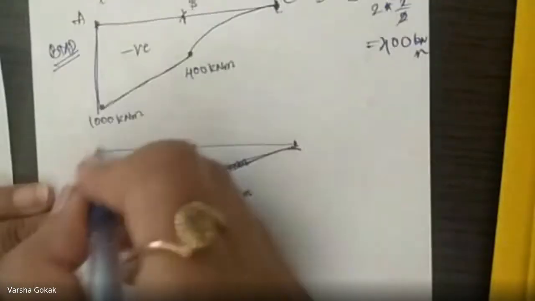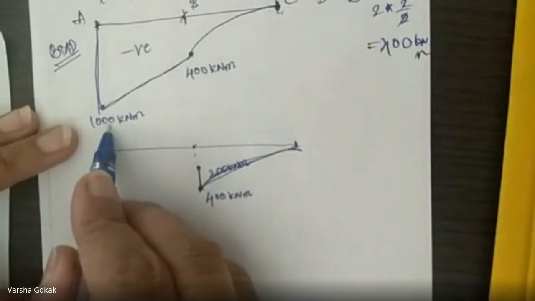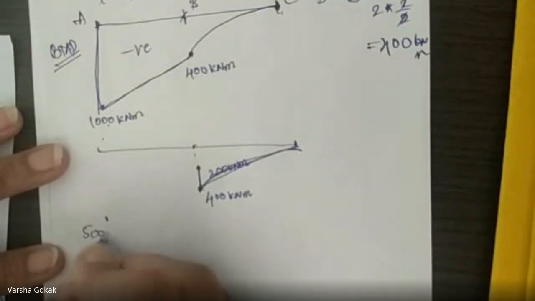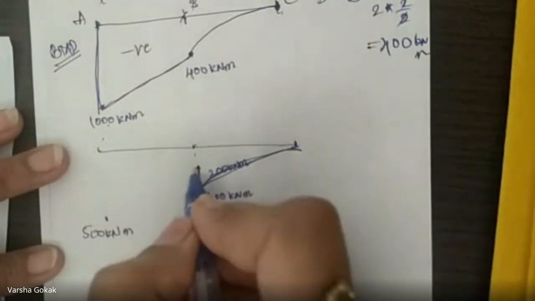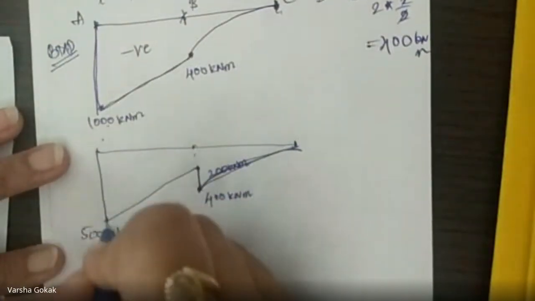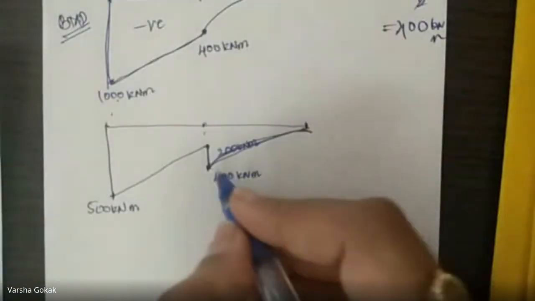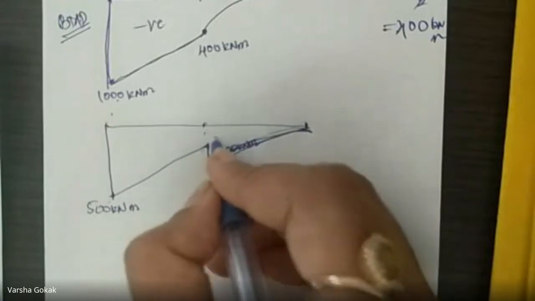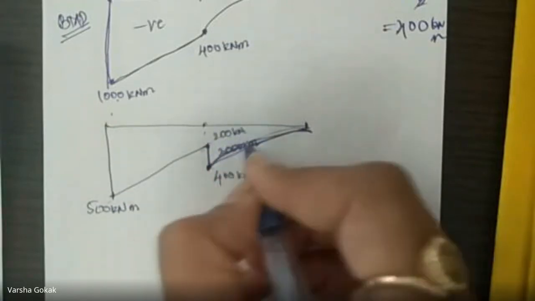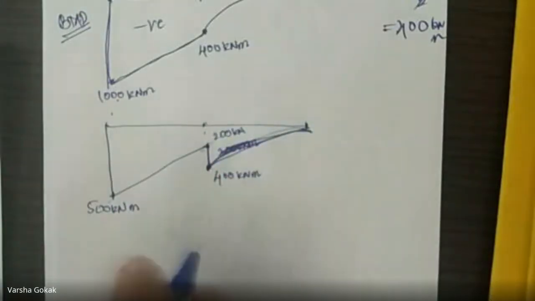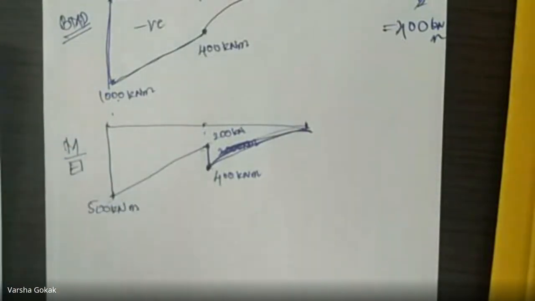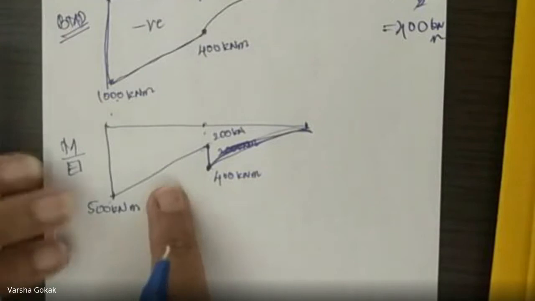And then on this side, 1000 divided by 2 is 500. So I'll mark 500, say this is 500 kilonewton meter, and this becomes a straight line like this. This is a parabola and this is a straight line, and I'll have two values. This value is 200 kilonewton meter, okay? And this is 400. So this is called the M by EI diagram. Right? This is the M by EI diagram.